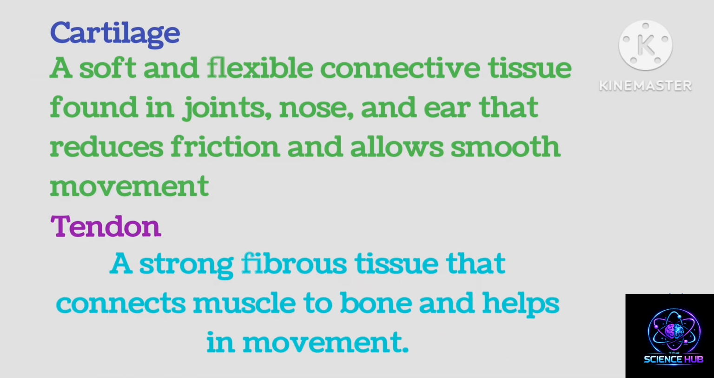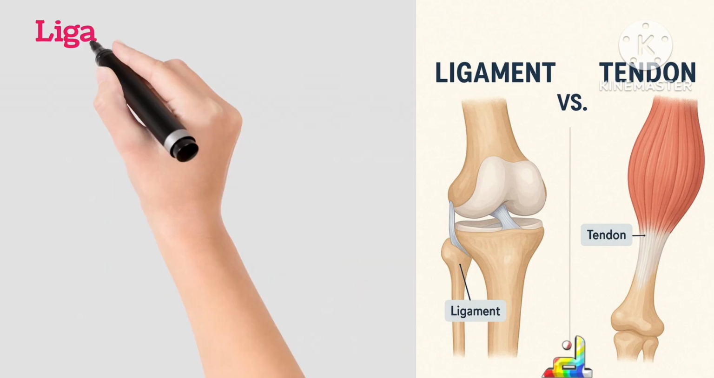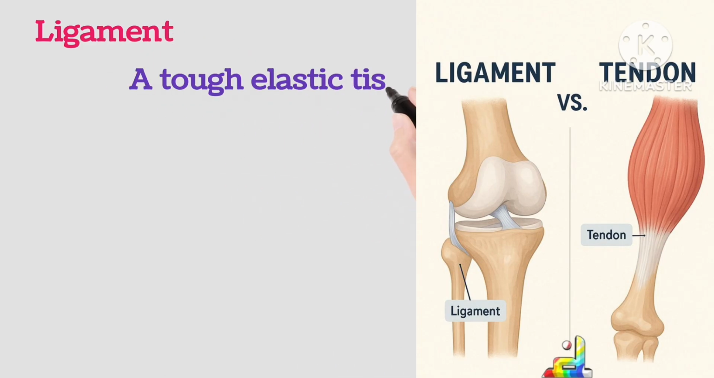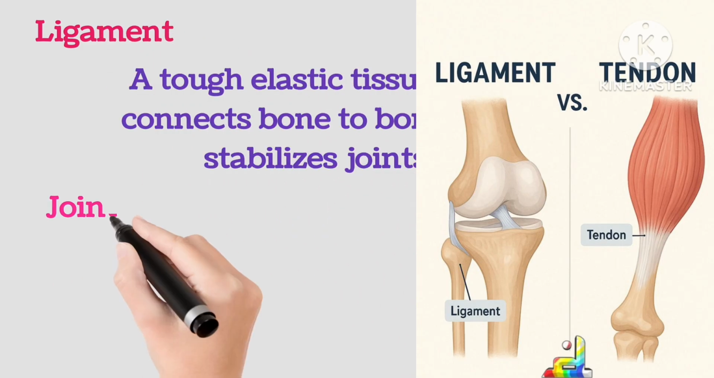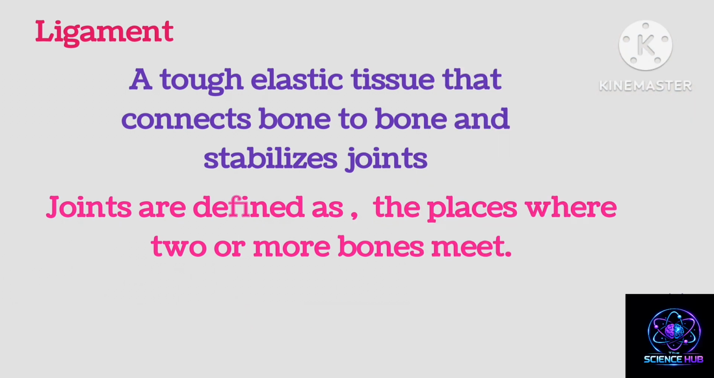Tendon is a strong fibrous tissue that connects muscle to bone and helps in movement. Ligament is a tough, elastic tissue that connects bone to bone and stabilizes joints. And joints are defined as the places where two or more bones meet.